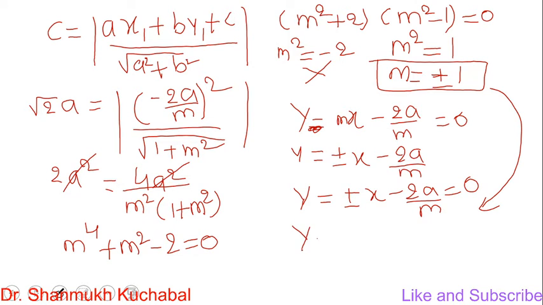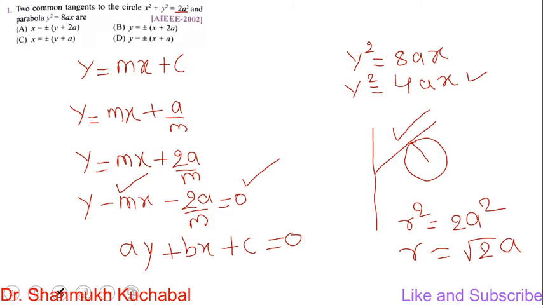So we get y minus x minus 2a, and one more, y plus x plus 2a. So in general, y equals plus or minus x plus 2a is the solution we get. Clearly we observe that option B is the right answer. Option B is the right answer.